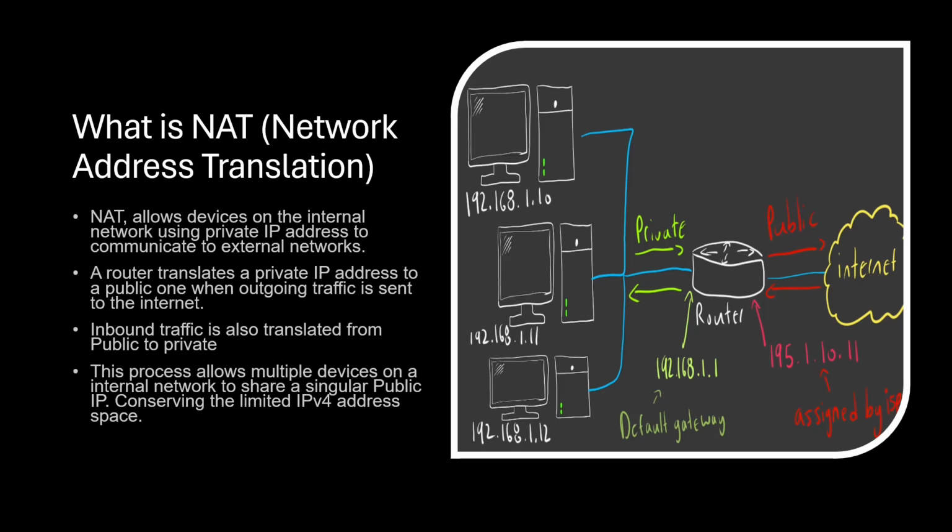And this is really important because at the moment we are running on IP version 4, which has a limited address space of 4.3 billion, and we have completely run out. So this helps us conserve the limited IPv4 addresses we have in the world.